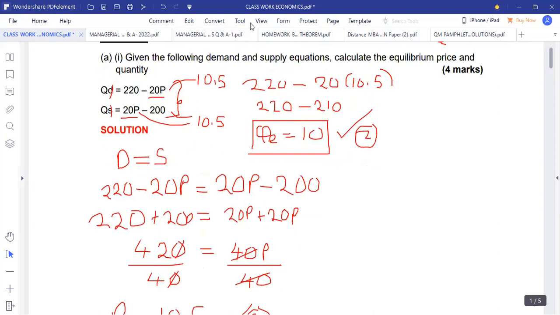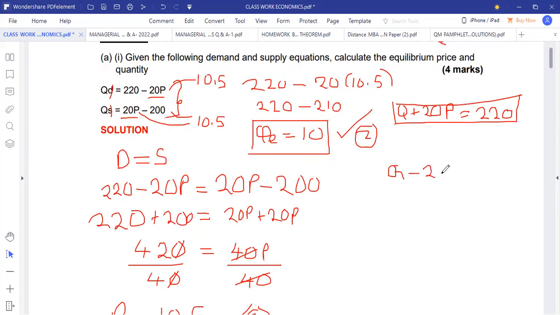So how do we then plot? I said you put letters on one side. So for the demand, we're going to have Q plus 20p is equal to 220. Then the other one, when we put letters on one side, we're going to have Q minus 20p is equal to negative 200.